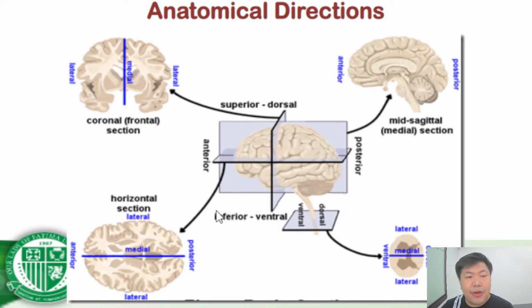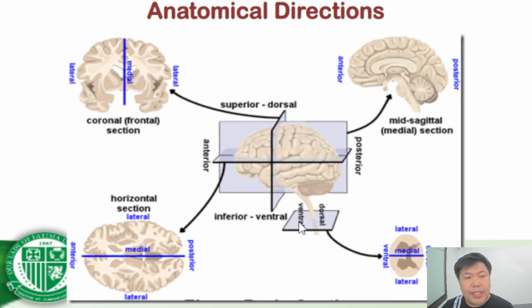While inferior means below or at the bottom. Okay, so these structures here na nasa ilalim, we would describe them as inferior structures. Alright? So you have your anterior, your superior, posterior, and inferior. Now, we also have dorsal and ventral.